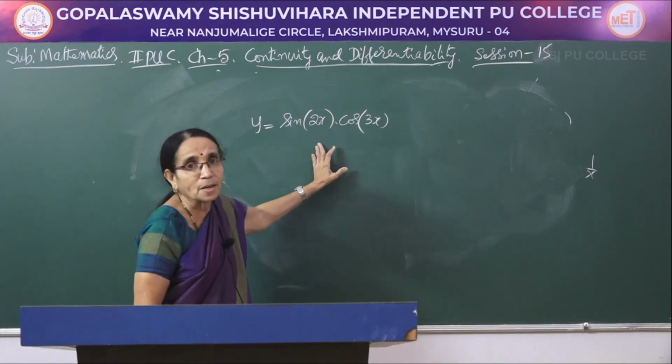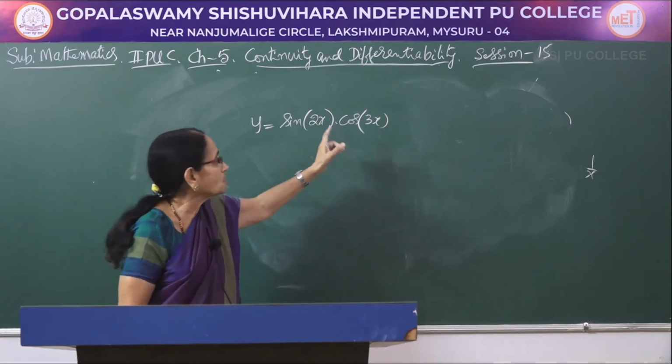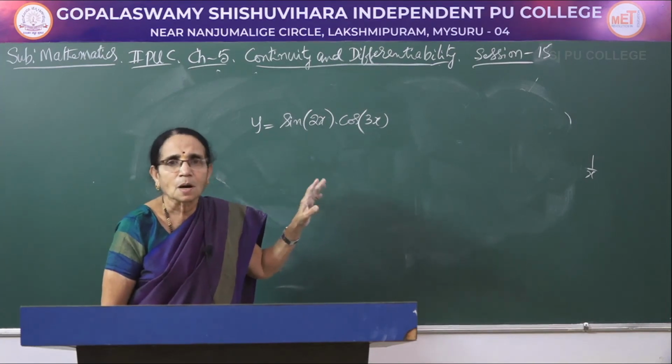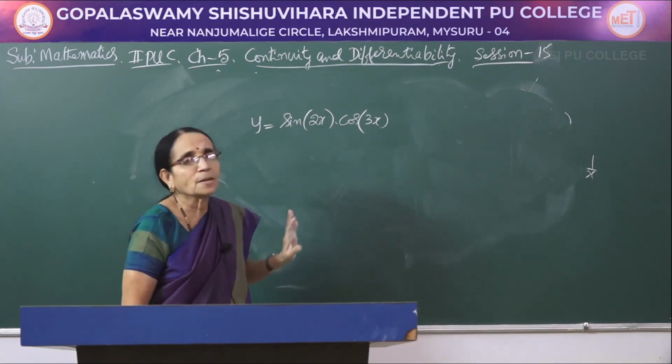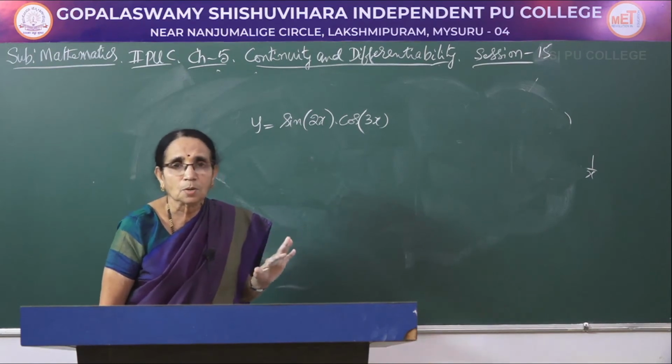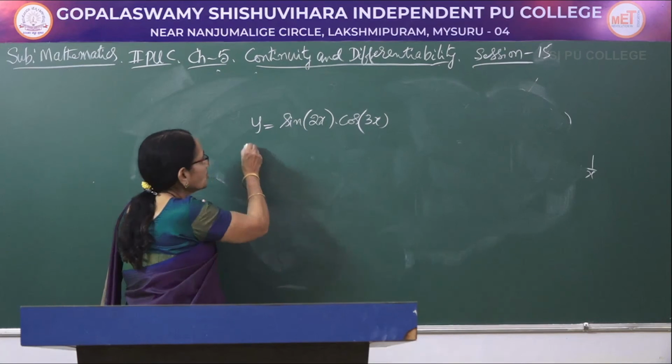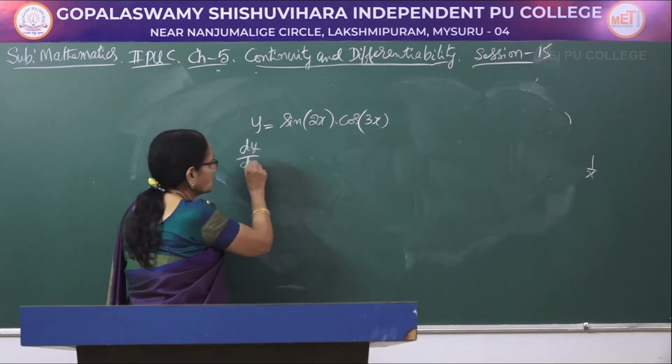Now look, both of them are composite functions. It is not simply sin x, it is sin of 2x. It is not cos x, it is cos of 3x. Both of them are composite functions and we are applying the product rule. So product rule plus chain rule you have to apply carefully. Now differentiate with respect to x.